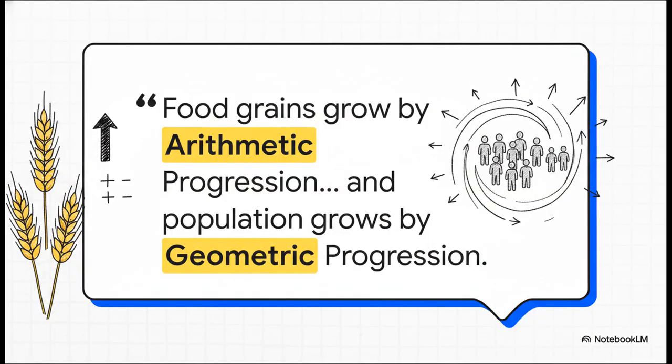And this quote from Thomas Malthus just hits the nail on the head. It shows you the massive real-world impact of that huge leap we were just talking about. Food supply might grow steadily, step by step, like an AP. But things like population, or even a viral video on the internet, can absolutely explode. That's a GP in action. This is what we call exponential growth, and it's why GP is such a mind-blowing concept in math.